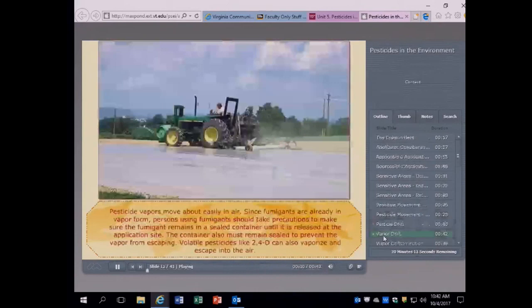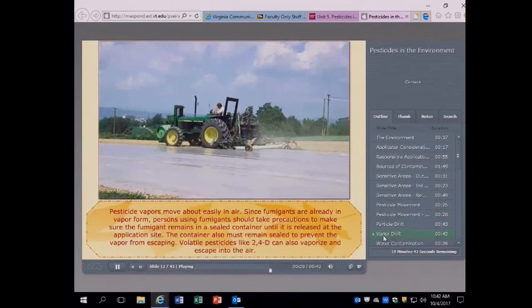Pesticide vapors move about easily in air. Fumigant pesticides are intended to form a vapor when they are released. Persons using fumigants must take precautions to make sure the fumigant remains in a sealed container until it's released into the application site, which also must be sealed to prevent the vapor from escaping. Some non-fumigant pesticides also can vaporize and escape into the air. The labeling of volatile pesticides often includes warning statements that the pesticide handler should heed.